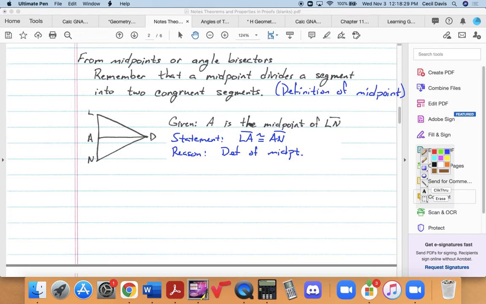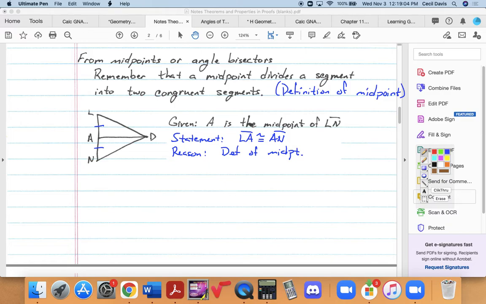Yes, sir. How come A is the midpoint for L and N, how come it's not the midpoint for that segment? Midpoint for what segment? Because you see how A and D are a segment? Segment AD? Yes, sir. So that wouldn't make LD and DN congruent too? Nope. Because it's the midpoint of segment LN. So LN is what's getting cut in half. Okay?